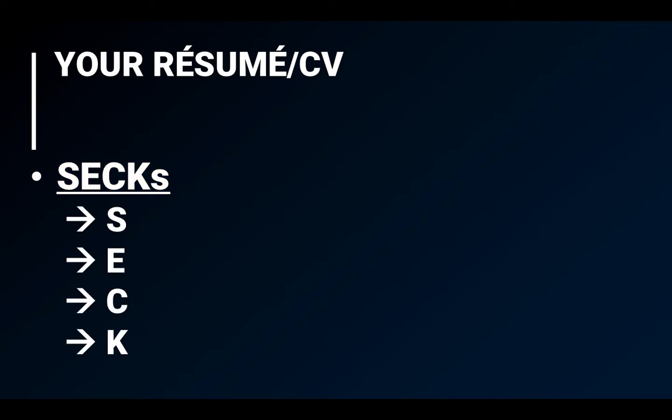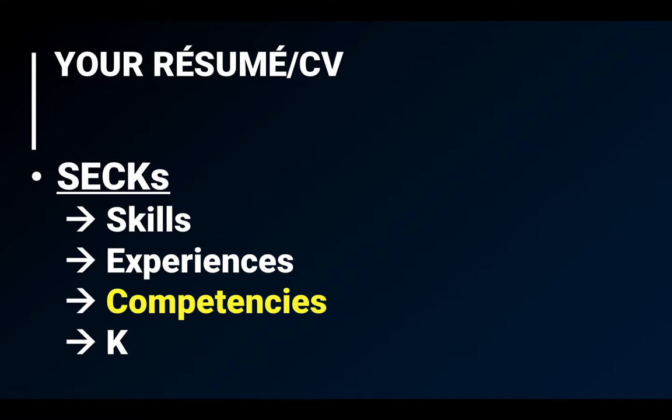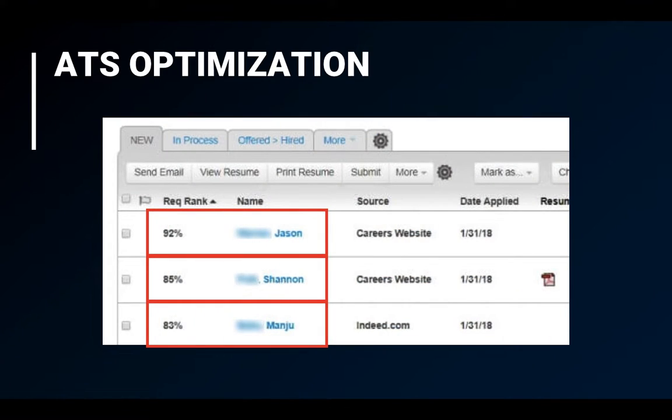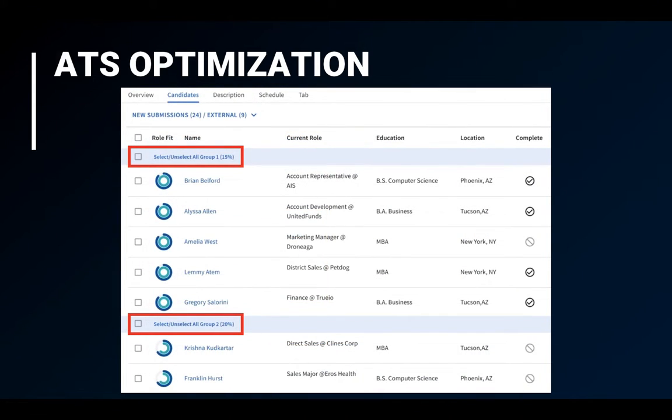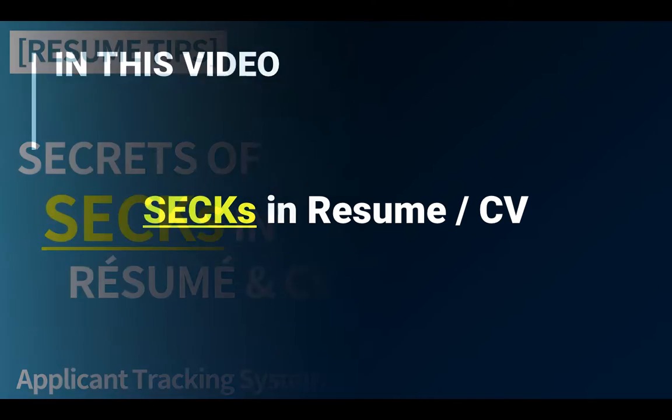So your resume just needs to focus on the SECKs. It's an acronym. S stands for the skills, E for experiences, C for competencies, and K for knowledge. And this allows your resume to be ATS optimized so you can end up on top of the pile. So in this video, I want to uncover the secrets of SECKs in resume and CV.